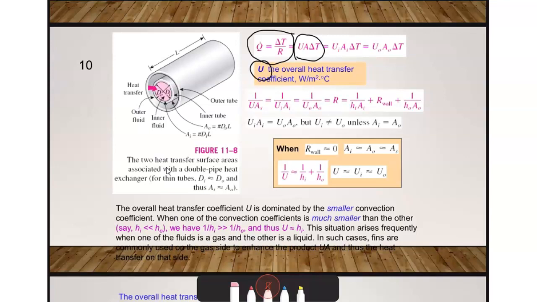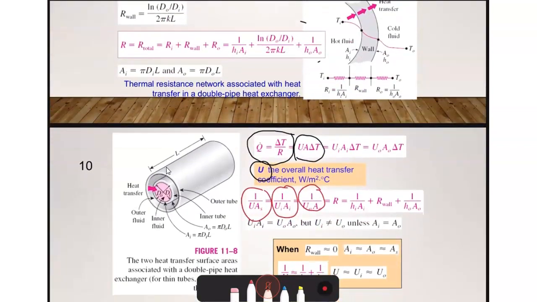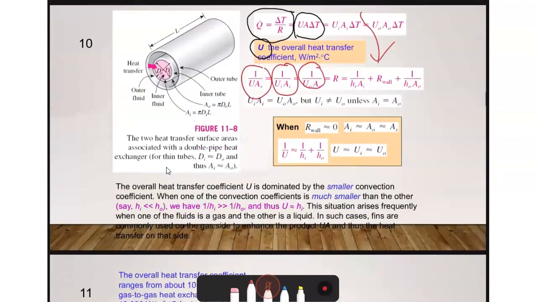Alright, this formula you could rewrite as 1 over UAS equal to 1 over UIAI equal to 1 over U naught A naught equal to R, because this is the previous R. You could see that from the last slide, just bring the R over here, from the previous slide to here. So we have the R going there.